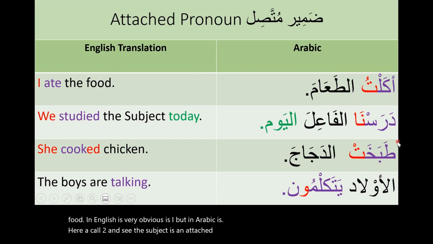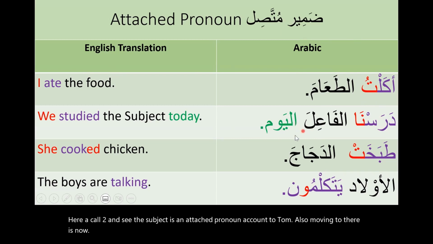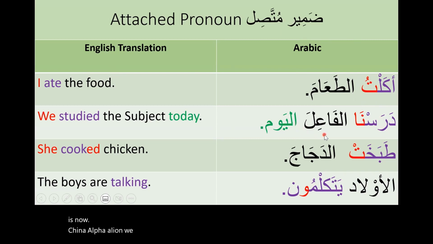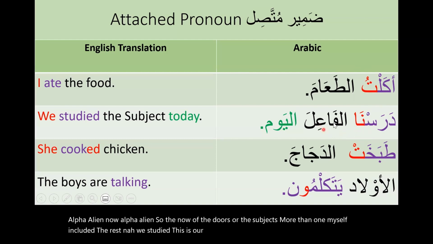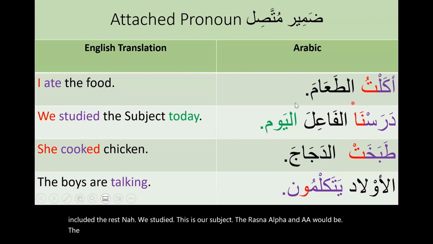In English, it's very obvious, it's I, but in Arabic it's here, أكلت, and see the subject is an attached pronoun, أكلت الطعام. Also moving to درسنا الفاعل اليوم. We studied the subject today. درسنا, and this na we call in Arabic na al-fa'ilin. So the na of the doers or the subjects, more than one, myself included. درسنا, we studied. This is our subject. درسنا الفاعل, and al-fa'il here would be the object because we studied it, the grammatical object of the sentence.